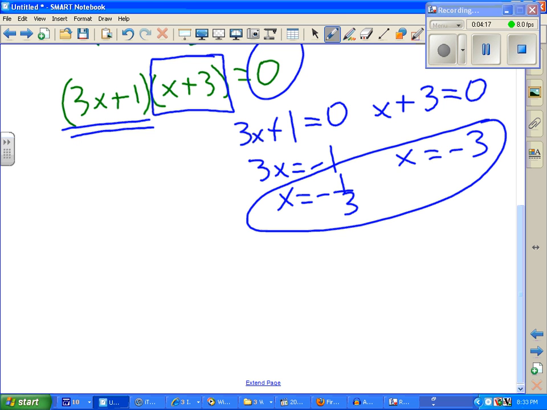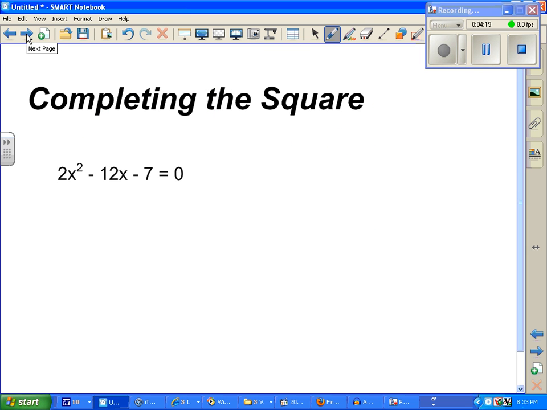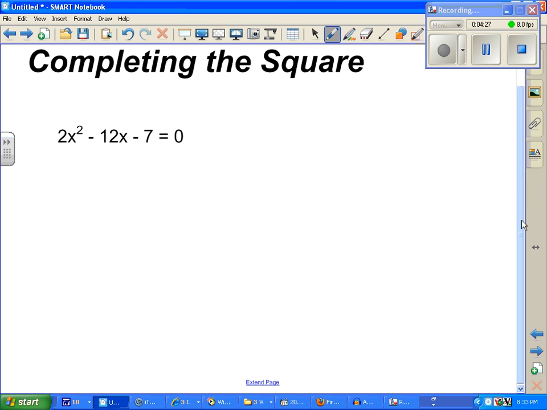Hopefully fairly straightforward. Next one we had was completing the square. Completing the square. Now, some things you needed to complete the square.